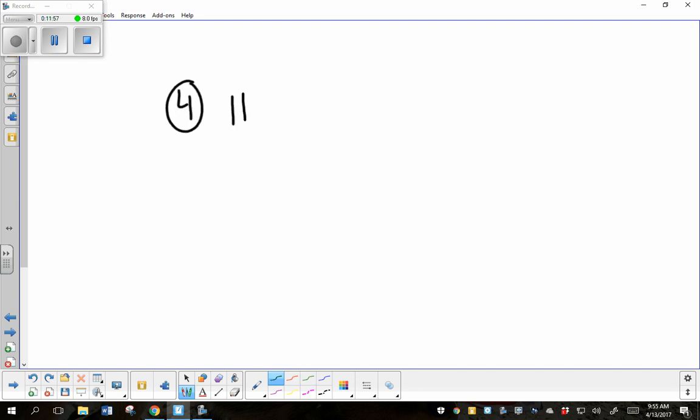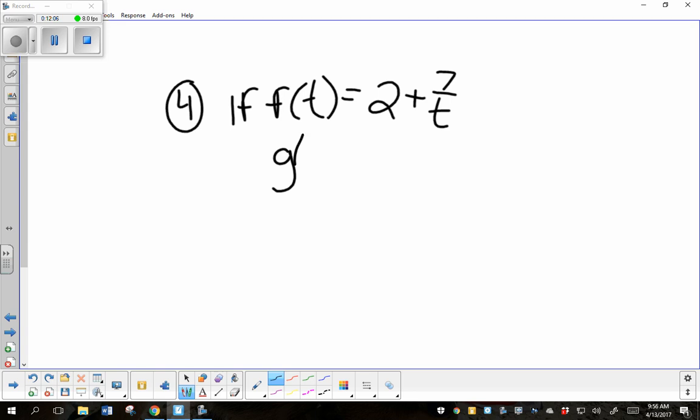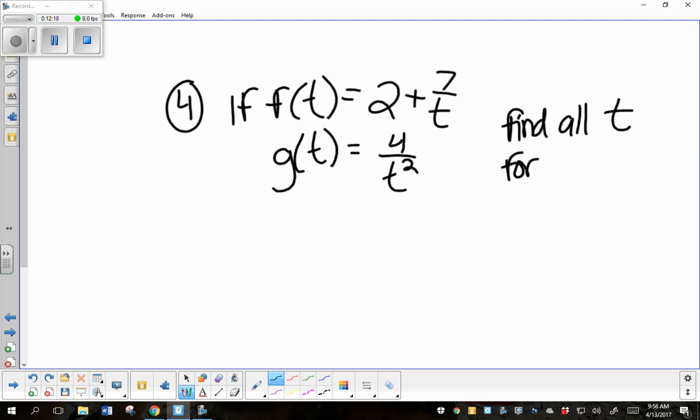All right. So here's our question: if f of t equals 2 plus 7 over t, and g of t equals 4 over t squared, we want to find all t for which f of t equals g of t. So we're looking for what values of t could we plug in to make those two equations equal each other.